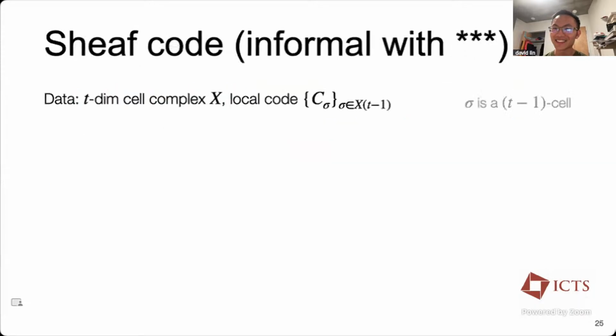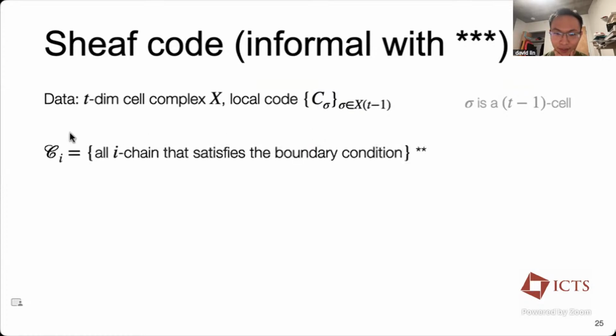Okay, and now let's lead to a version, a definition for sheaf codes. So again, this is very informal with a bunch of asterisks. What we do is take a t-dimensional cell complex with some local code that is defined on the codimension one boundary, codimension one cells. So that's t minus one cells.